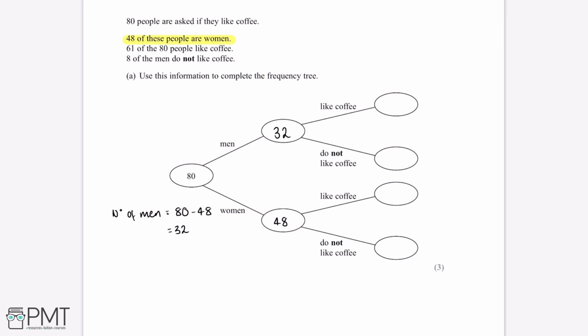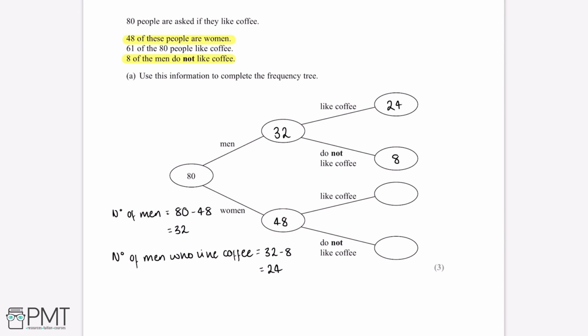The next piece of information we can use from the question is the fact that 8 of the men do not like coffee. So the place we're going to want to look on this frequency tree is first the men row and then the do not like coffee row. So out of the 32 men, 8 of these do not like coffee. So we can fill this into the do not like coffee row. And if there are 32 men in total, and 8 of these people do not like coffee, then this means the number of men who like coffee is 32 minus 8, which is 24.